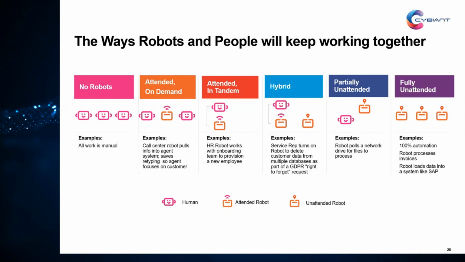The last part, fully unattended, means it can run in a scheduled way, for example every hour, and automatically generate a report or download something from a website. It runs fully automated in the background without you knowing, and you just get the result at the end of the process. So there are multiple ways we work with robots, based on your design. How do you want the robot to work alongside you or to work for you? There are multiple ways we can design it.